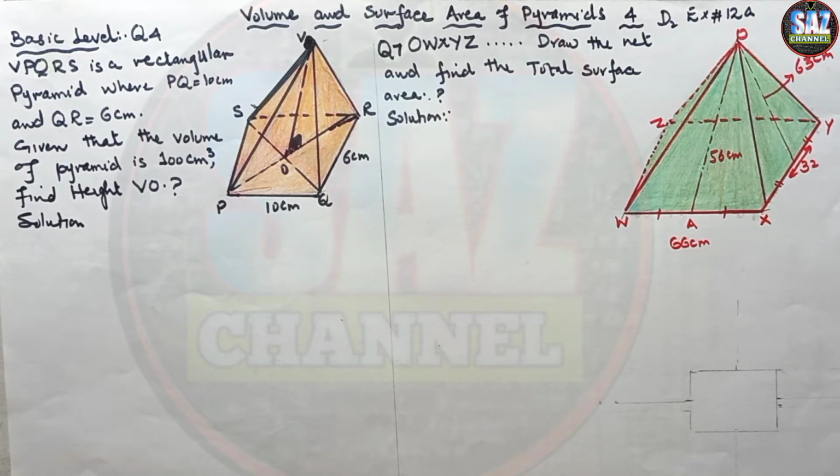This is my fourth lesson of D2, chapter number 12, exercise 12a, that is about volume and surface area of pyramid. What is the pyramid and how to calculate the volume and surface area? These are the points which have to be really clear to all of my students for the understanding of this lesson.